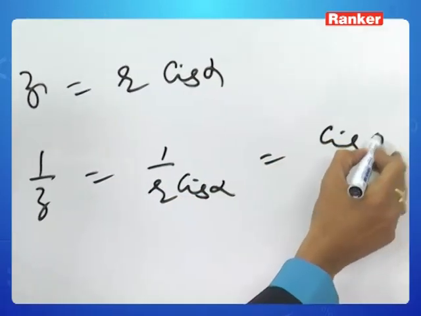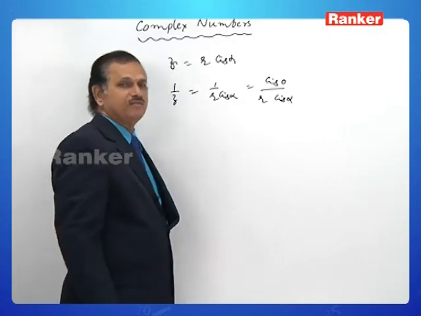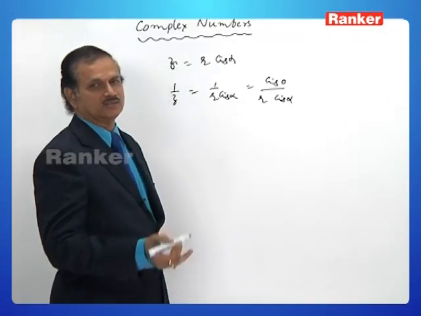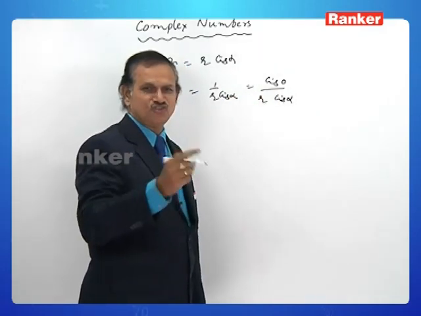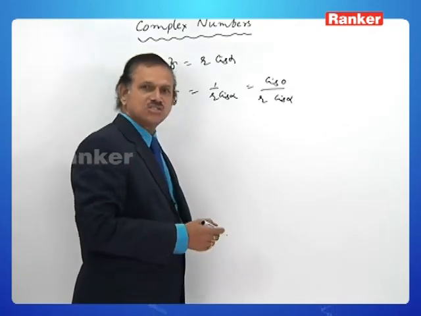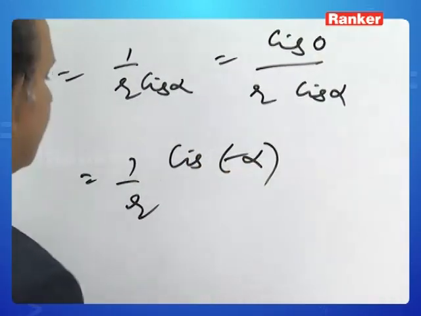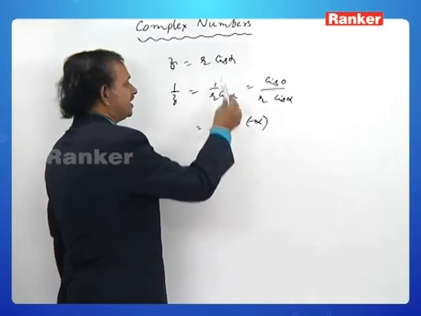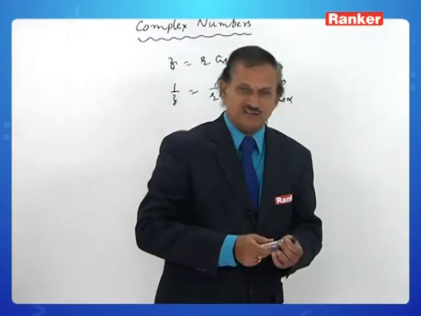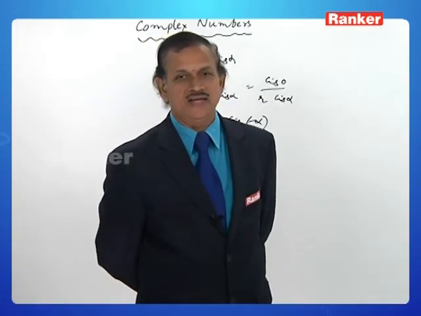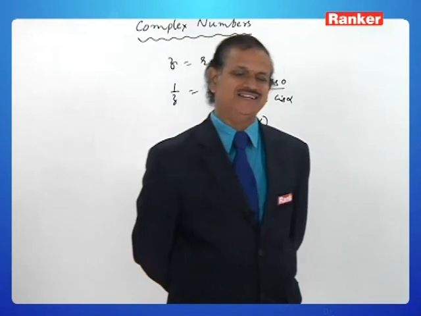This is equal to cis 0 by cis alpha. Just previously we would have noticed that cis alpha by cis beta is cis alpha minus beta. What is cis 0? Cos 0 plus I sin 0, 1 plus I 0 is 1. Cis 0 by cis alpha is nothing but 1 by R into cis minus alpha. Amplitude of Z is alpha, then amplitude of 1 by Z is minus alpha, that is minus amplitude of Z.